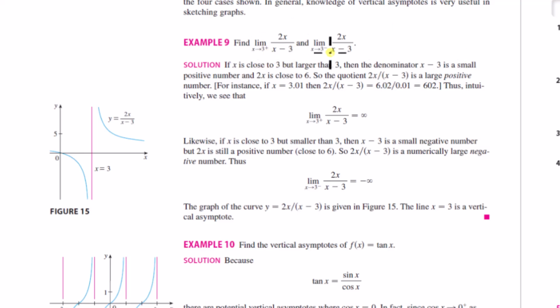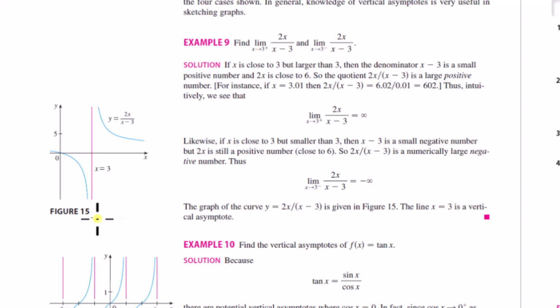And with a similar analysis here, as x approaches 3 from below, the numerator is still going to always be positive. 2 times x as x approaches 3 from below is going to be approaching 6 from below 6, but still positive 6. But x minus 3 is going to be getting closer and closer to 0, but coming from below 0. This is going to be a smaller and smaller negative number. So a positive number divided by a smaller and smaller negative number is going to balloon to negative infinity, right?